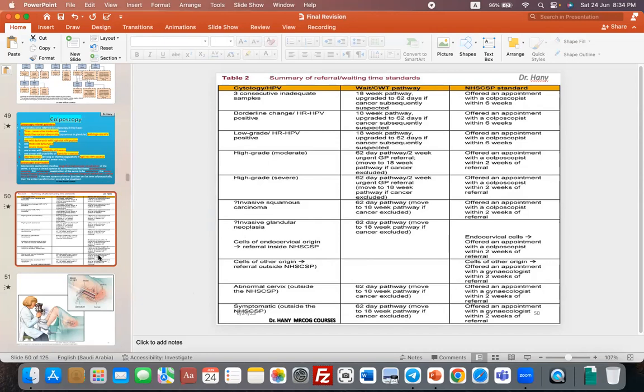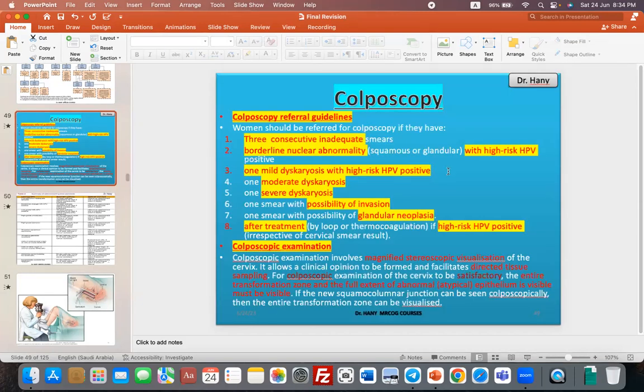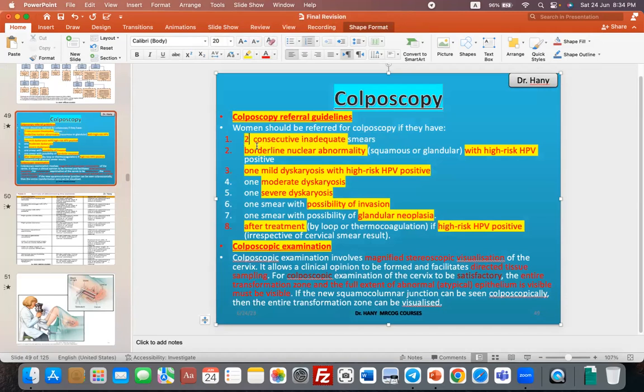All this is 2 weeks. What will you do as colposcopy? Two consecutive negative, every time I will change. Two consecutive inadequate, I will go for colposcopy.